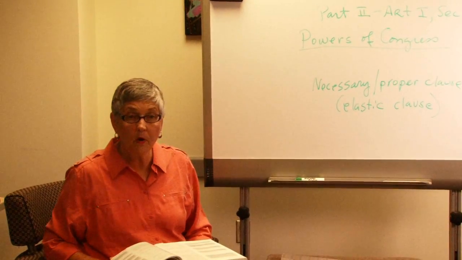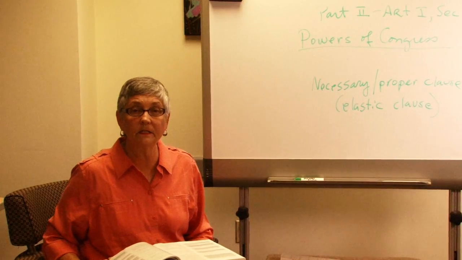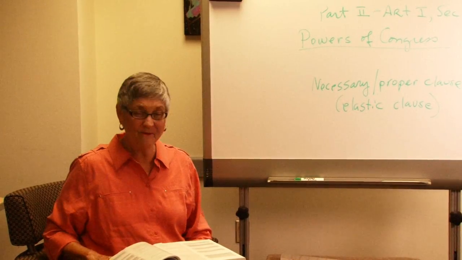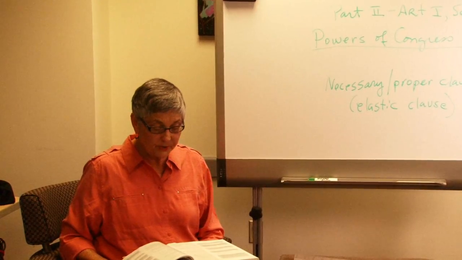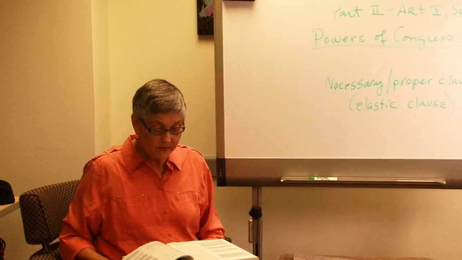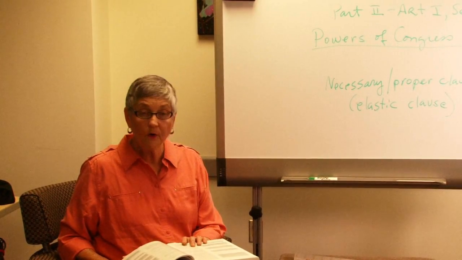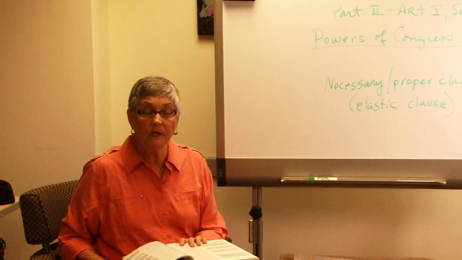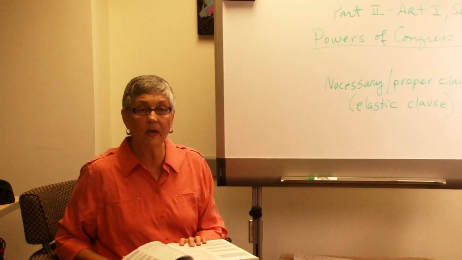Section 8, Clause 1 says, the Congress shall have the power to lay and collect taxes. The very first one: laying and collecting taxes, duties, imposts, and excises to pay the debt and provide for the common defense and general welfare of the United States. Then it goes on to say, but all duties, imposts, and excises shall be uniform throughout the United States.